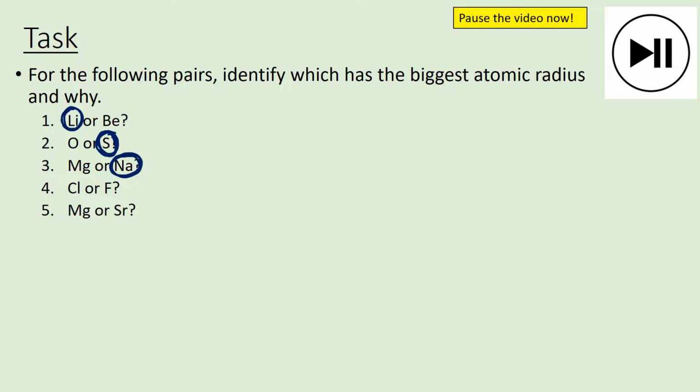Next, chlorine or fluorine. This time they're in the same group, and as you go down the group, the radius increases. That means that chlorine will have a bigger radius than fluorine because it's got more shells and more shielding. So again, you look at the periodic table and you identify by position, and then you explain. Next, magnesium and Sr, identify them in the periodic table. They're in the same group. Sr is much further down the group, which means it's got more shells, more shielding, and a bigger radius.